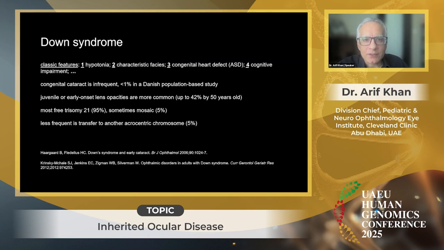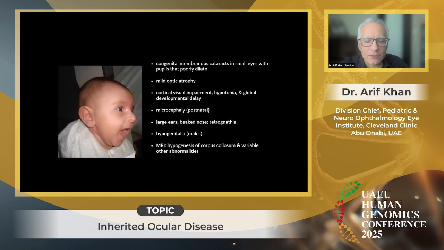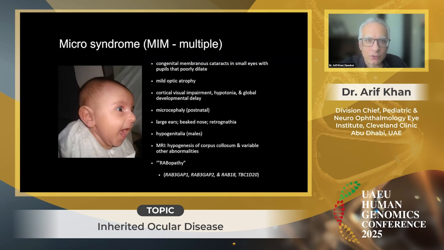Now, most children with Down syndrome don't have pediatric cataract, but for sure the incidence of pediatric cataract is higher in Down syndrome than it is in the general population. Here's another child who's obviously syndromic and comes in with cataract. He's got microcephaly, large ears, he's got a particular facies, and this child happens to have the micro syndrome or Warburg micro syndrome. And actually, the cataracts in these children are quite distinct.